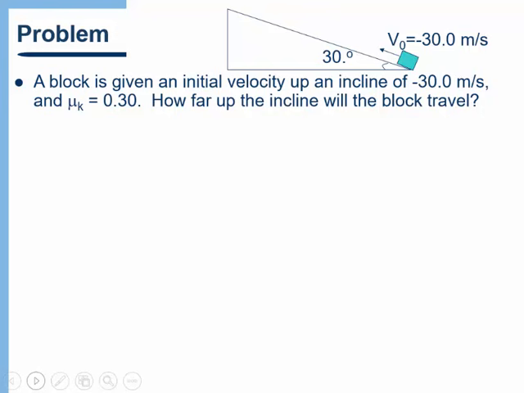Let's take a look at this problem. A block is given an initial velocity up an incline of negative 30 meters per second and a coefficient of friction of 0.3. How far up the incline will the block travel? So you know what our first step is. It's to draw the free body diagram. What I'd like you to do is pause the video and draw the free body diagram.